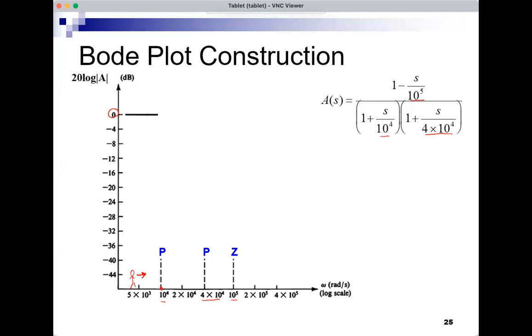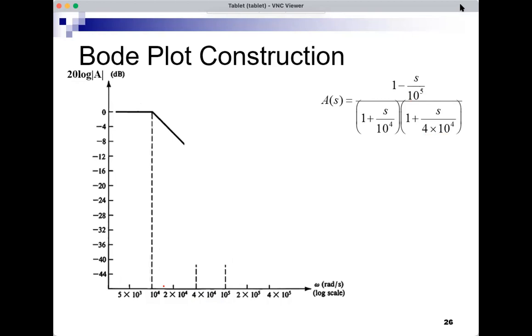The procedure states that if you encounter a pole, right after the pole, the slope would be the slope right before the pole minus 20 dB per decade. So the slope after 10 to the 4 would be the slope before 10 to the 4. It was 0. It was a horizontal level, minus 20 dB per decade. This is what the procedure tells me. So what is the slope here? Well, it was 0 dB per decade. Now it's minus 20 dB per decade.